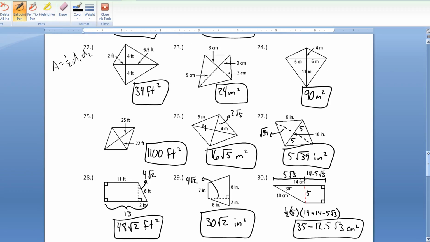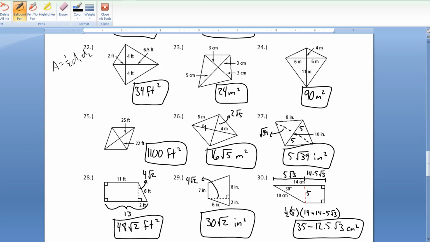Area for a rhombus. Again, the rhombus is special because I could just treat it like a parallelogram and do base times height if I'm given that kind of stuff. When I'm dealing with the diagonals, it's the same as the area for the kite. So this one, again, the one is 50, the other one is 44, multiply together, divide by 2.